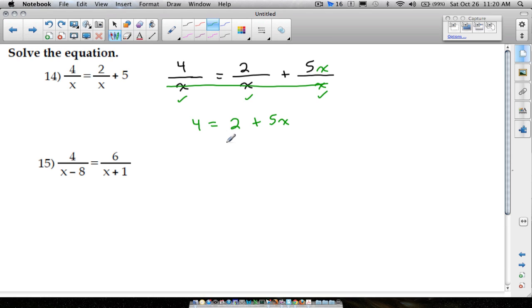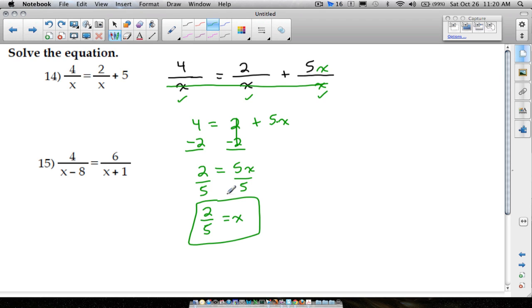And solve this equation quickly. We can subtract 2 from both sides, trying to get x by itself. So 4 minus 2 is 2, equals, those 2's cancel, so all we have left over here is 5x. Let's divide both sides by 5. Therefore, we get 2/5 is equal to x.